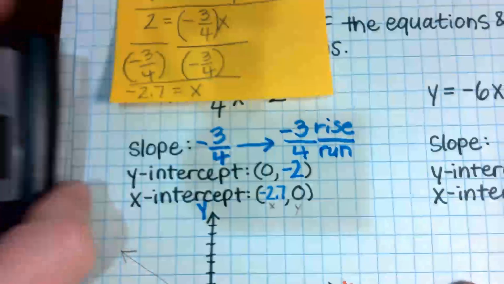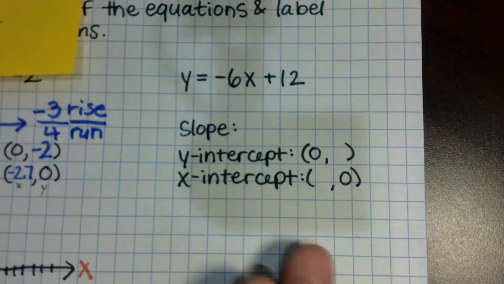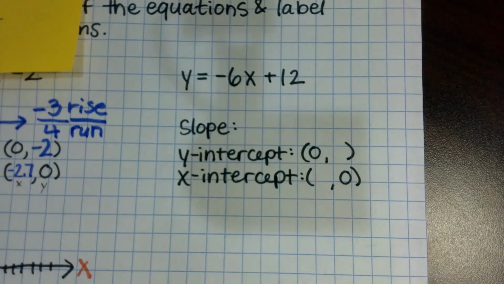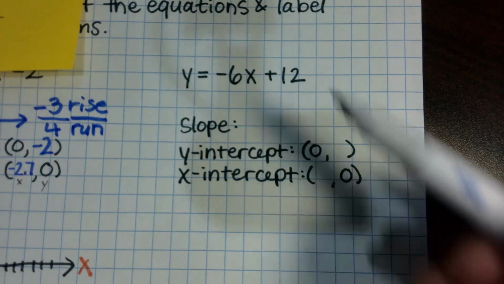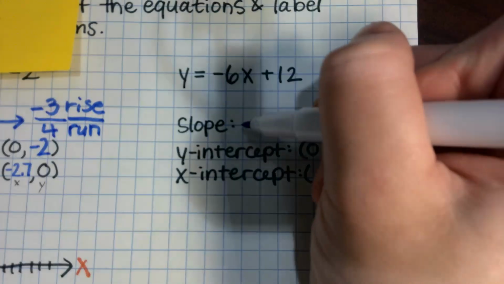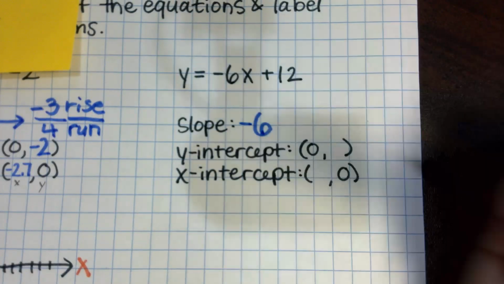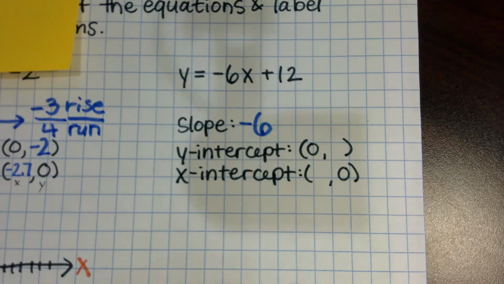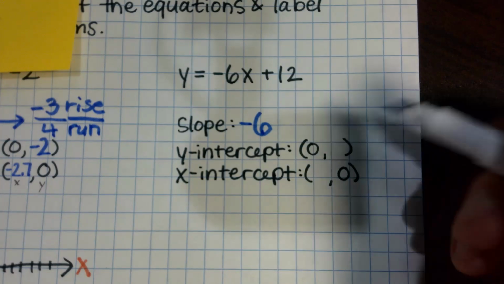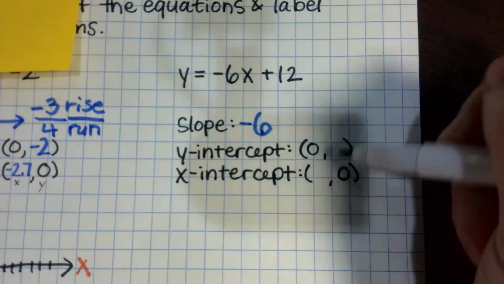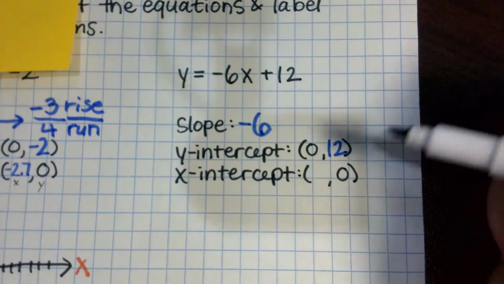So, same thing here. We have an equation, y equals negative 6x plus 12. And we're going to start by identifying the slope and the y-intercept. So, first of all, without having to do any math, what is our slope? Negative 6. So I'm going to write negative 6 right there. How about my y-intercept? 12, because it's plus 12 at the end. So we're just going to write 0, 12.